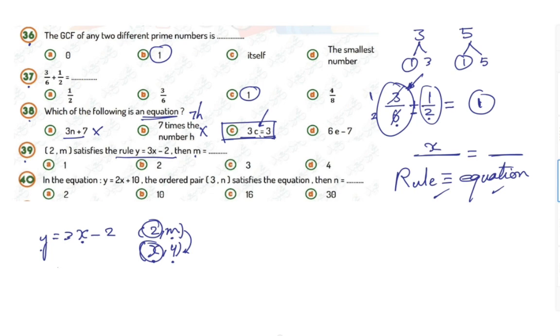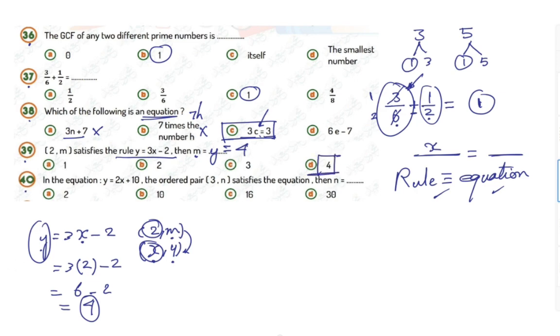Look with me. Just substitute x with 2. That's 3 times 2 equals 6 minus 2. That equals 4. So y equals 4, and y is the same as m. So the value of m equals the value of y equals 4. Where's 4? Here.